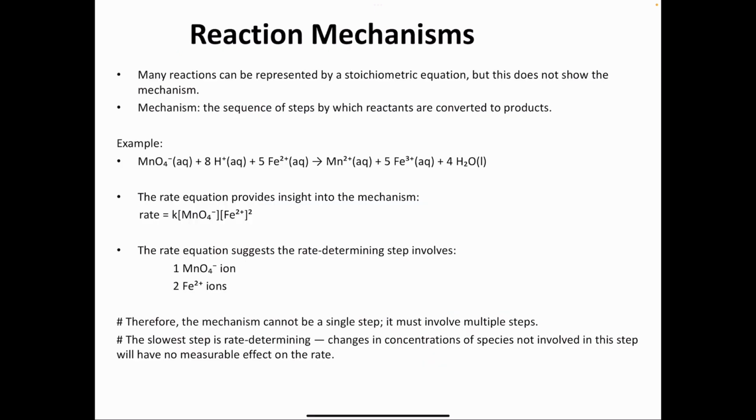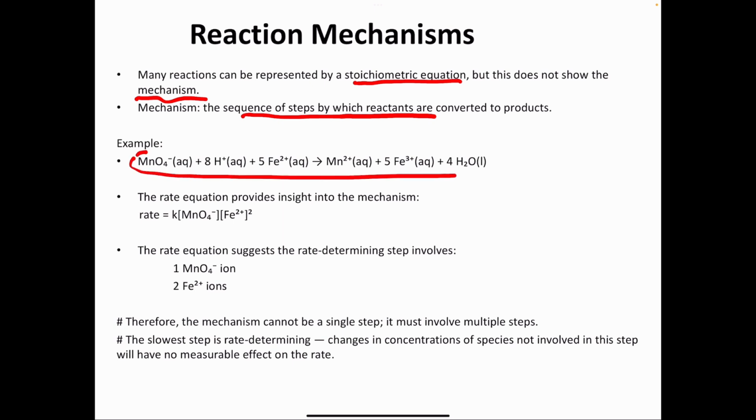Going on to reaction mechanisms, many reactions are going to be represented in stoichiometric equations. However, these do not show how the actual mechanism is going to take place. Mechanisms are sequences of steps by which reactants are converted into products. Using this as an example, the reactants cannot tell the whole story of how the mechanism is going to go.